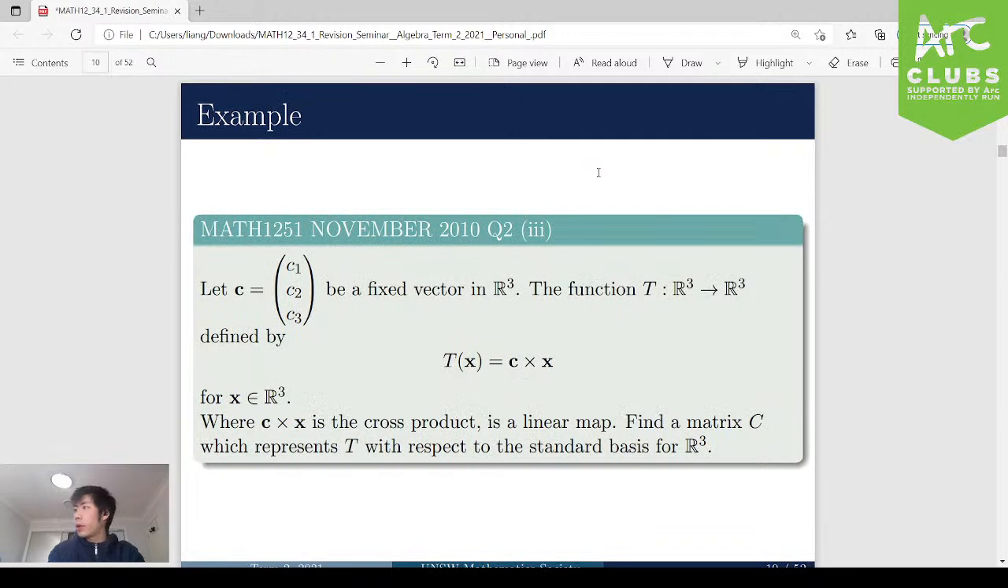So the example we're going to have a look at is, let C be some vector C1, C2, C3, and it's a fixed vector in R3. The function T sends you from R3 to R3, and it's defined by T of X equals C cross product X, where X is some vector in R3 as well. Okay. Find the matrix C, which represents T with respect to the standard basis for R3. So here they're asking you to find what is the matrix representation C for this transformation. Okay.